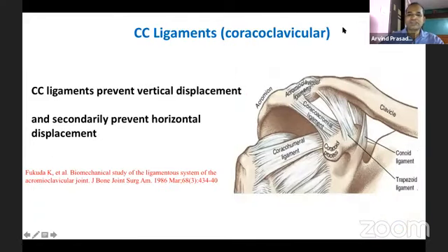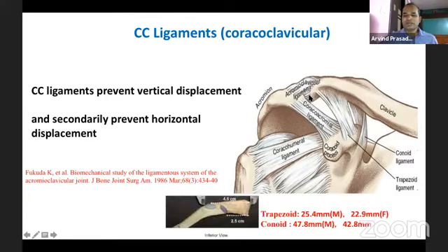Next is the CC ligament. It prevents the vertical displacement of the clavicle, at the same time having secondary prevention of horizontal displacement also. It has two ligaments, one is the trapezoid, another is the conoid. Trapezoid attaches over the anterolateral side of the clavicle and the conoid attaches over the posteromedial side of the clavicle.